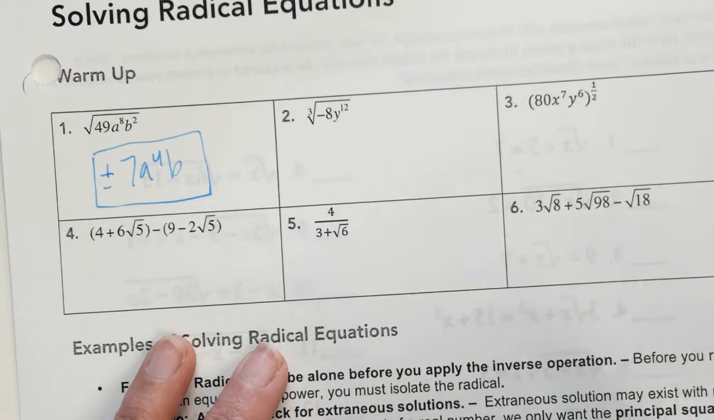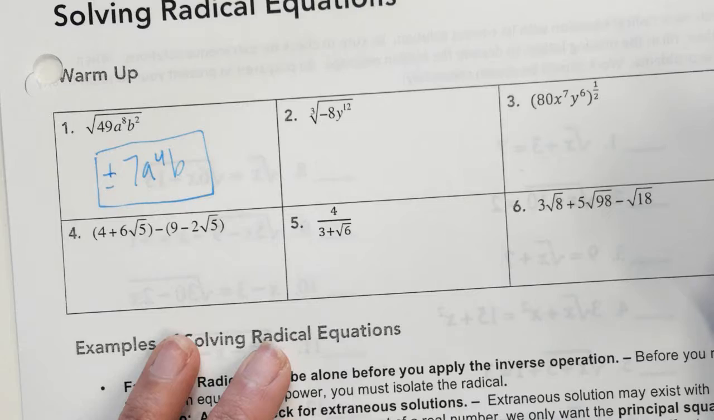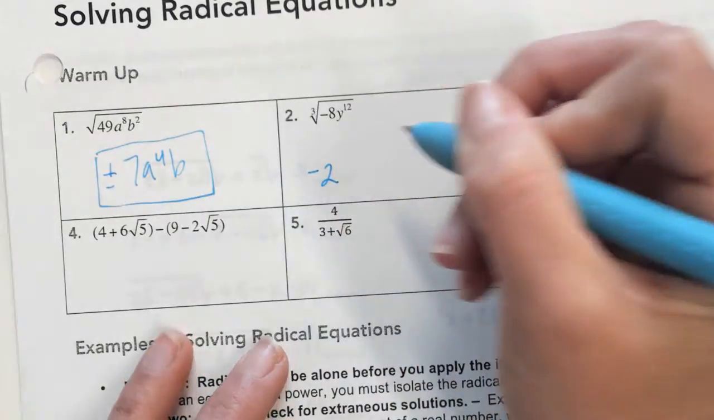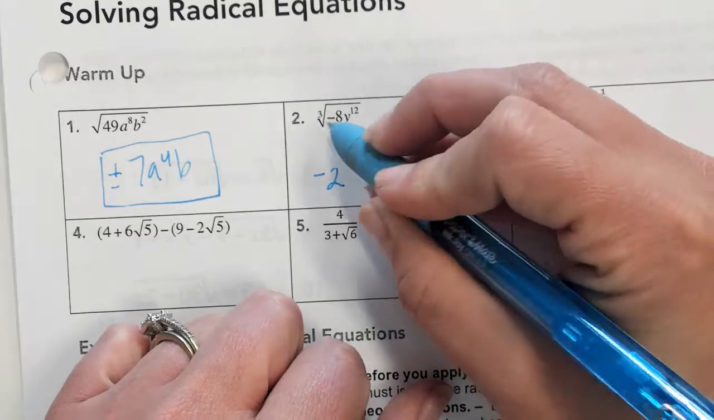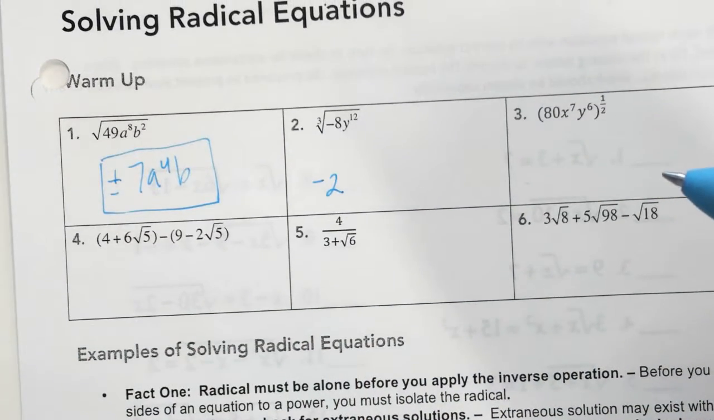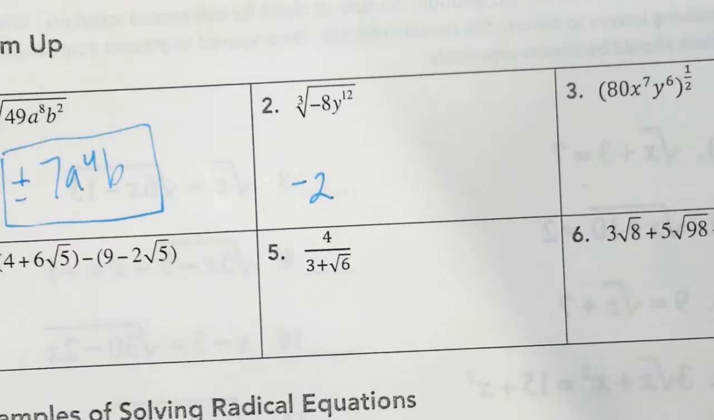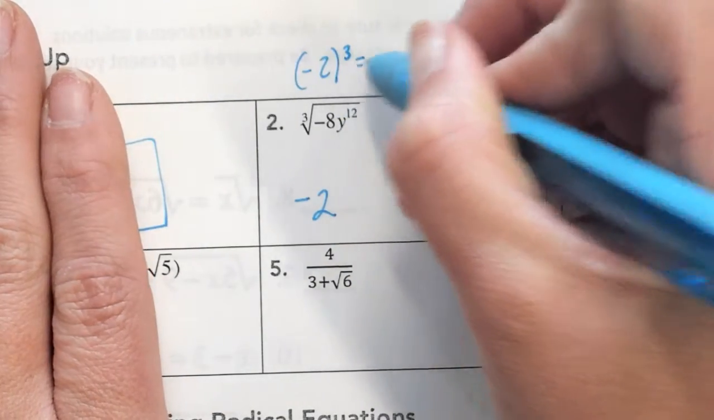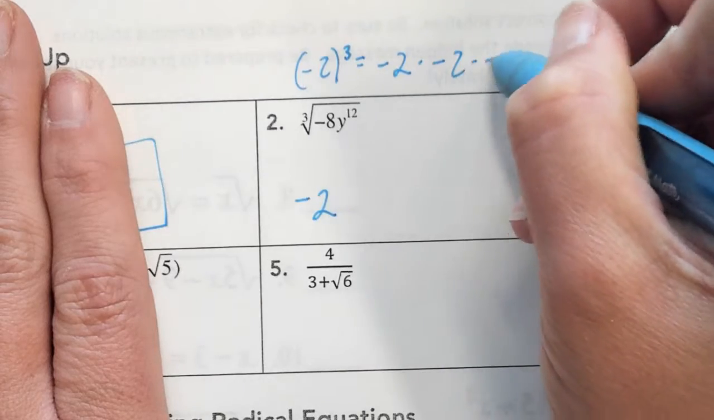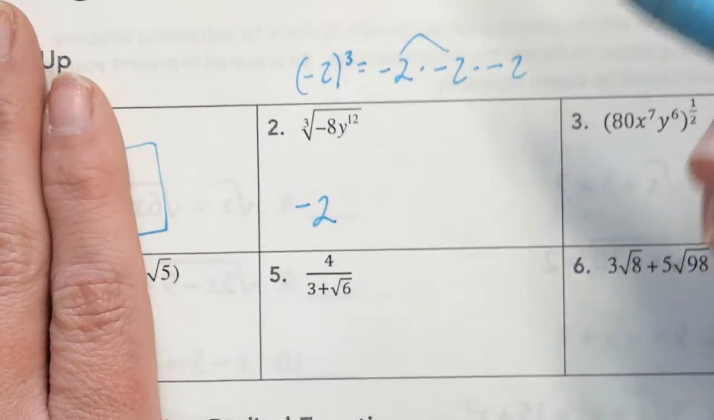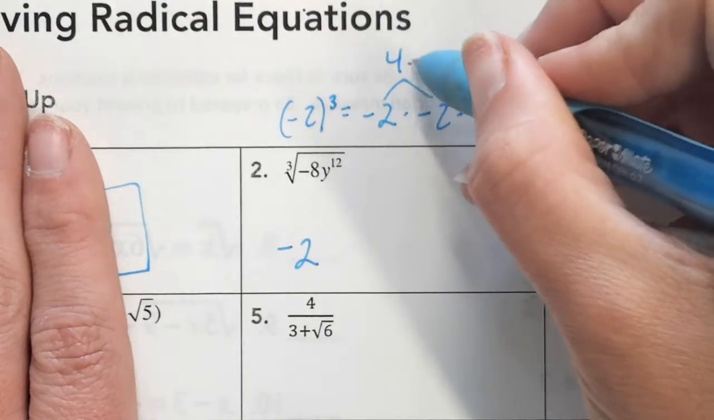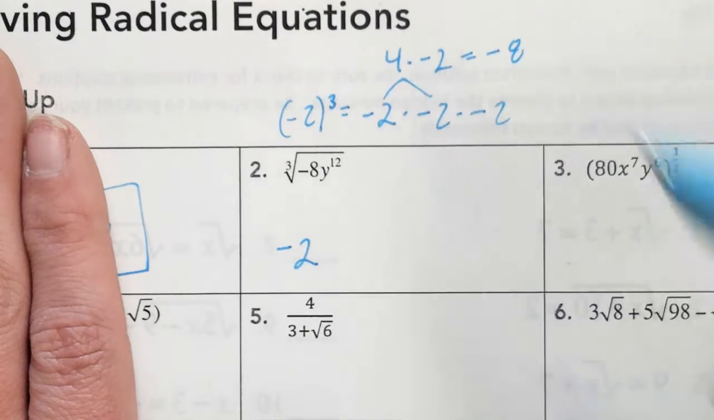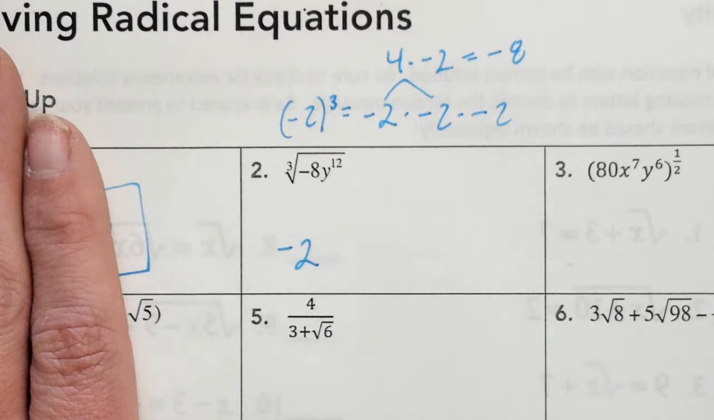Is it negative 2 or positive 2? Or is it 2i? Negative 2. Good. Now let's discuss why. Can we have negatives under even roots? No. Can we have negatives under odds? Yes, because negative 2 cubed, that's the same thing as negative 2 times negative 2 times negative 2. So what's negative 2 times negative 2? Times negative 2? Yes. That's why it's negative 2. Everybody see that? Next.